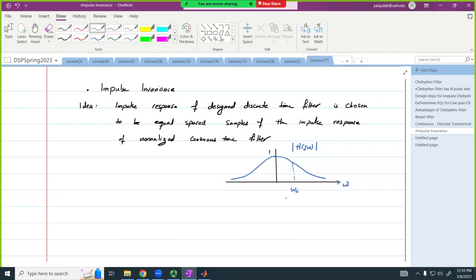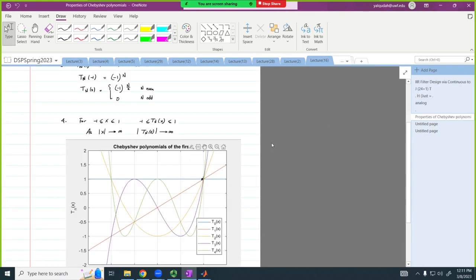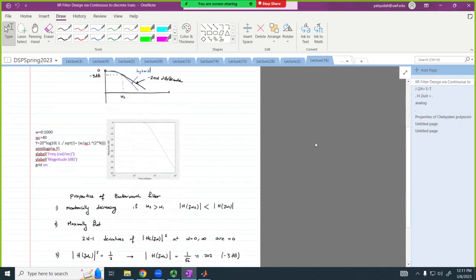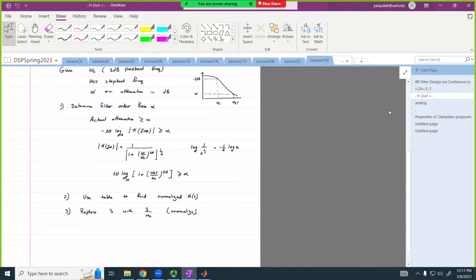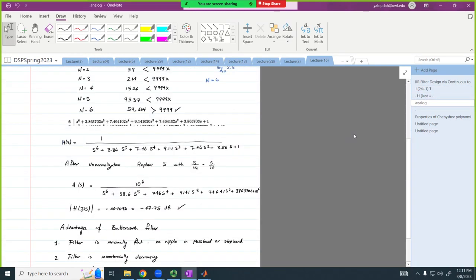Now, how does this filter look in the time domain? I can find out. How do I find out the filter in the time domain? Who took control class with me? Where was the Butterworth filter? Oh, here. Here is H of S of the Butterworth filter. How do I know the impulse response of this filter?